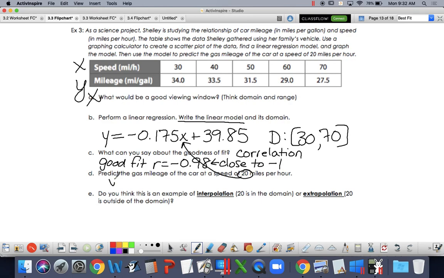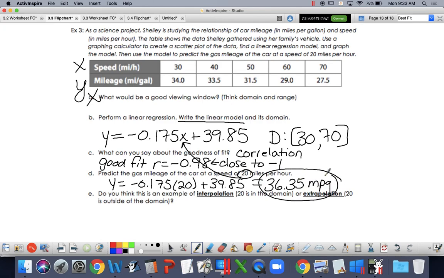So I'm going to calculate. I'm going to have to pick up my calculator, multiply this out. So we got -0.175 times 20 plus 39.85. I get 36.35 miles per gallon. Anybody have questions on how I did that?